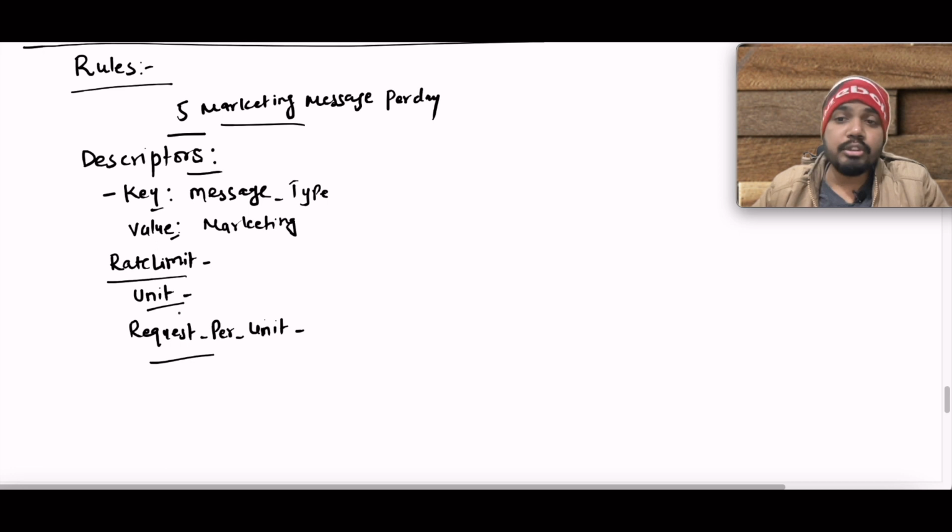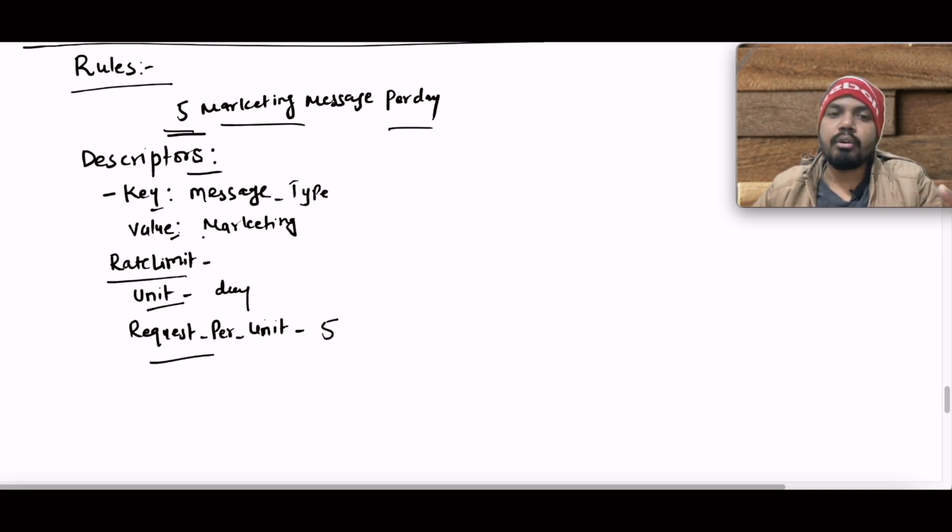Here we have to put the unit, how you will measure it. The unit would be day because you want to measure it in a day, and the requests per unit is the rule. You want 5 marketing messages per day, so it would be 5. If you look at these rules, they completely show what type of message you have and what rule you want to apply to it. What we have written here is 5 marketing messages per day. So this is the rule.